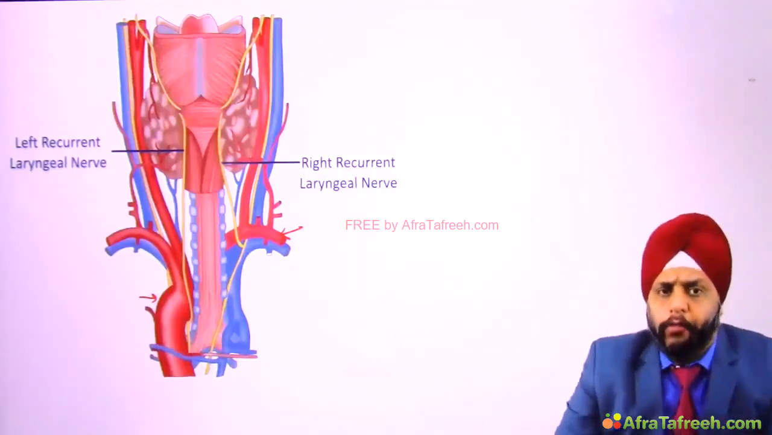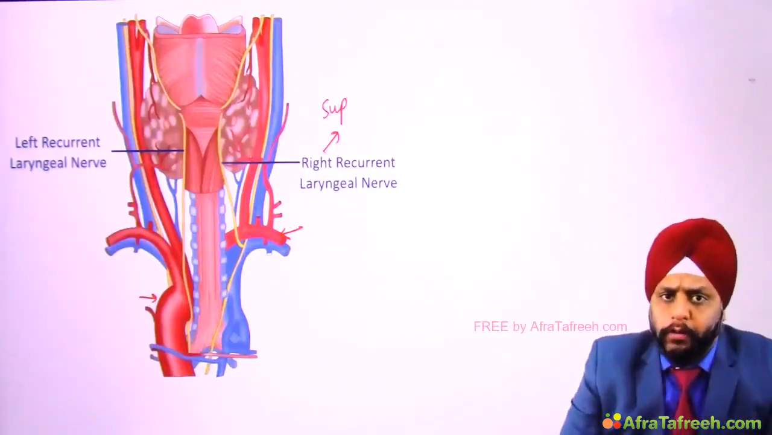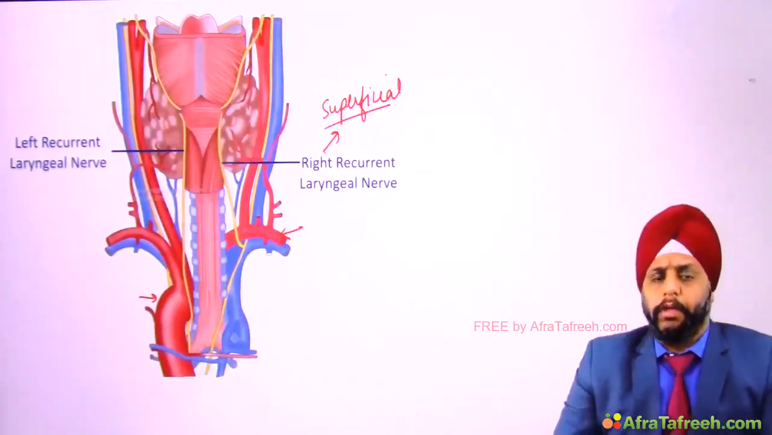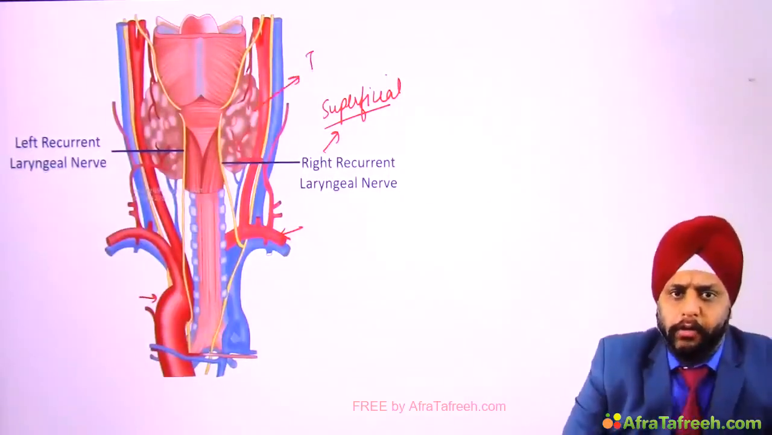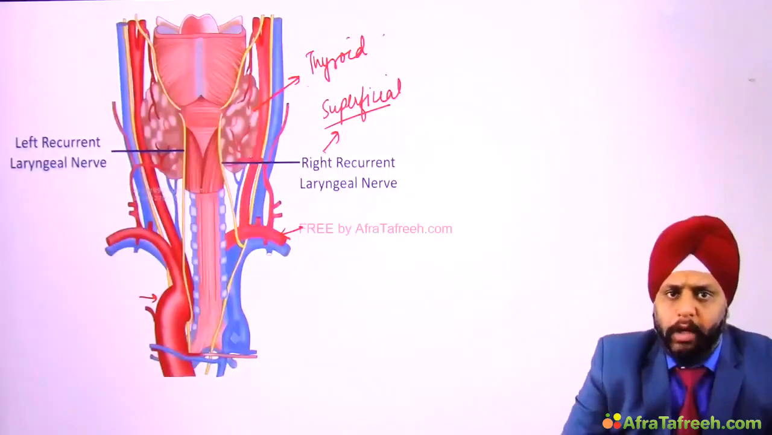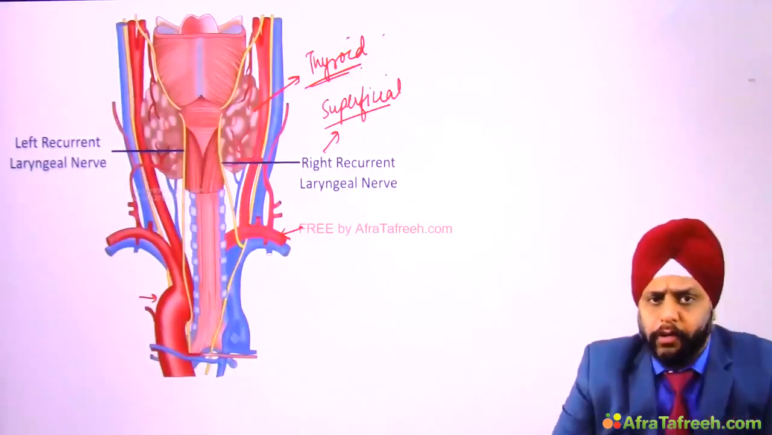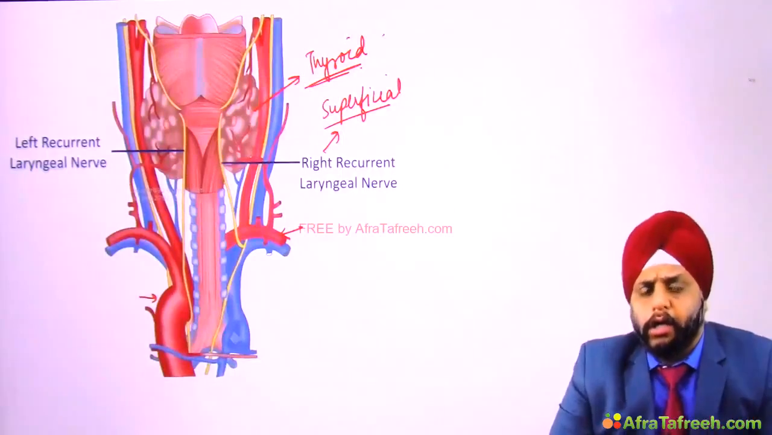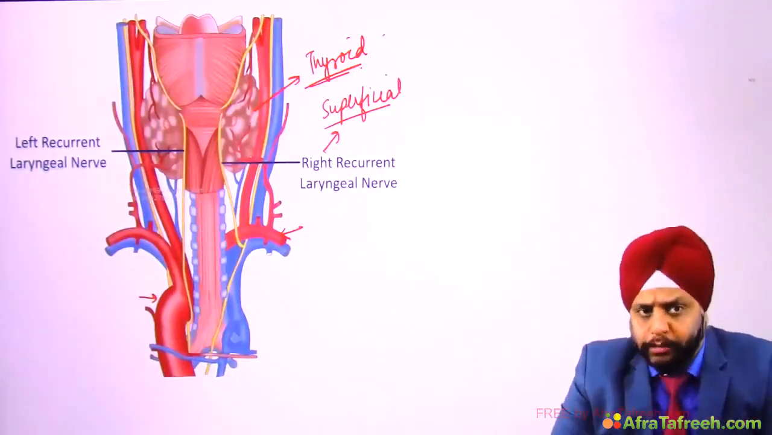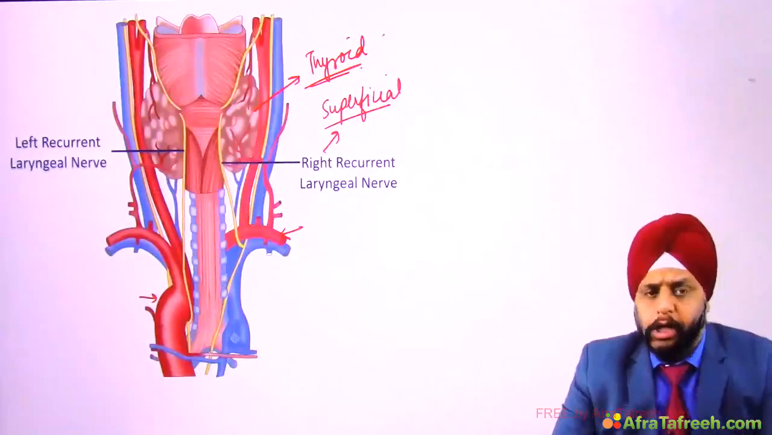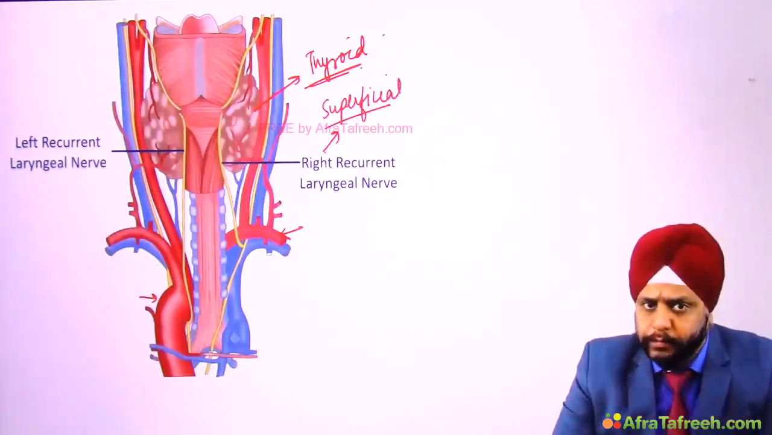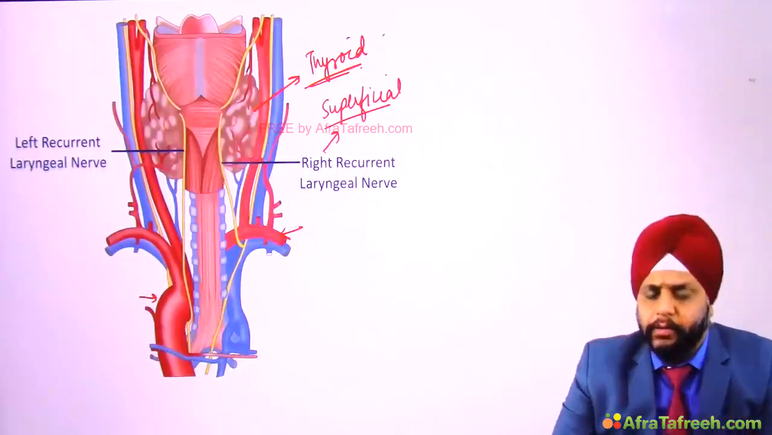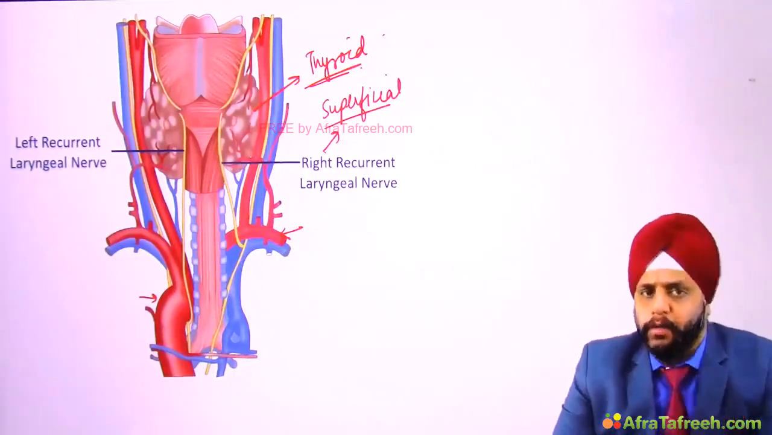Now the right one therefore is more superficial. Therefore, if we do a neck surgery such as a thyroid surgery, the right recurrent is more commonly injured as compared to the left recurrent. Left is more commonly injured in the cardiothoracic surgery. But in the neck surgeries, right is more commonly injured.